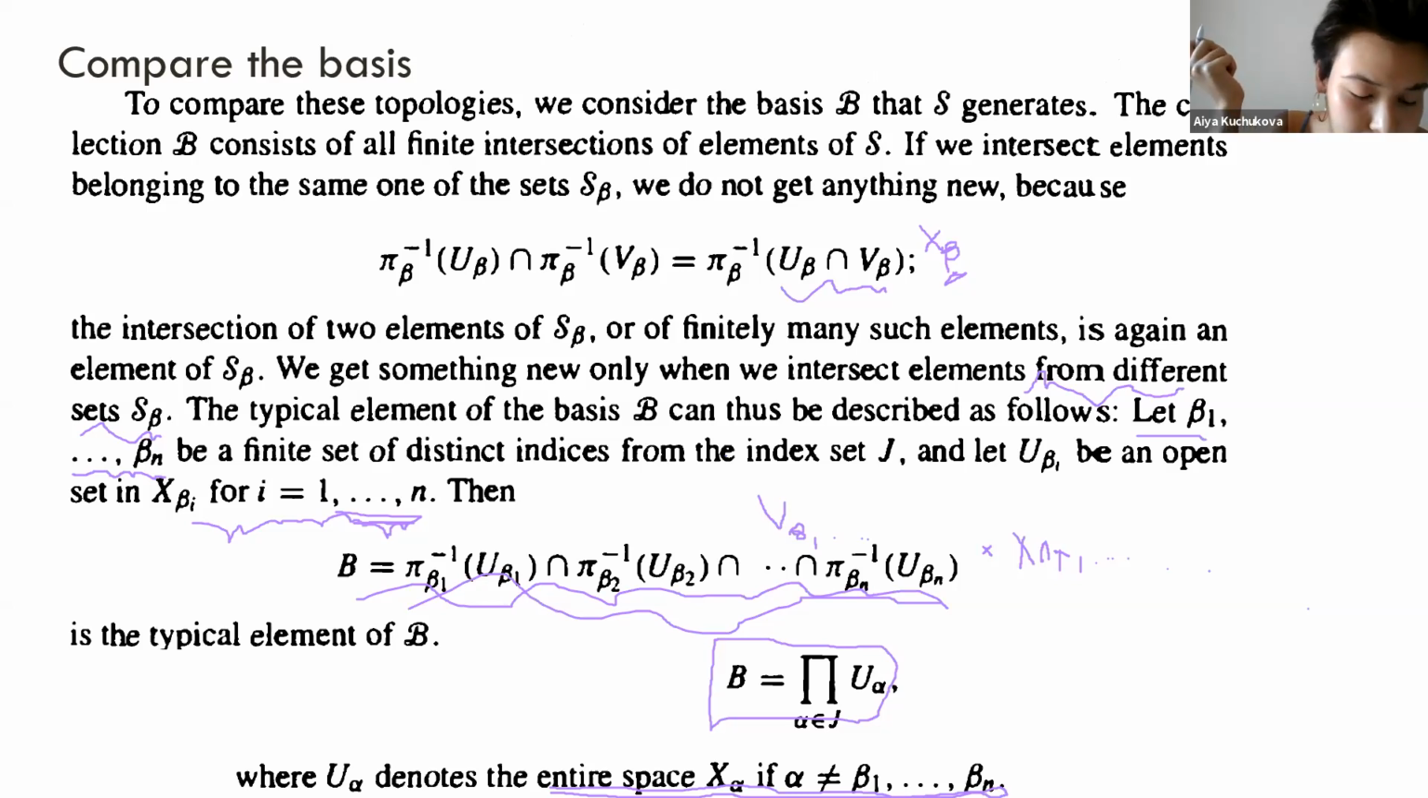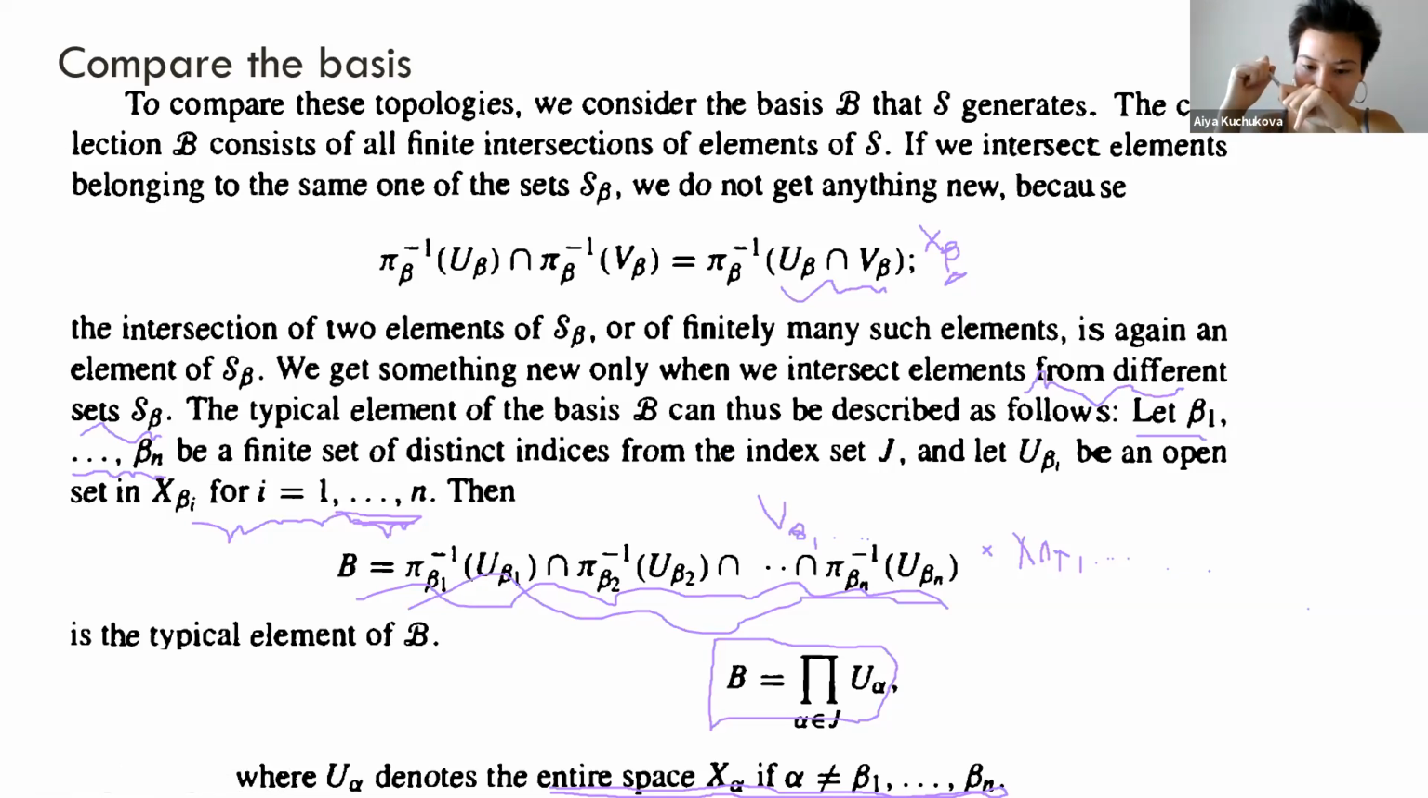I'm not sure if it's only my problem, but I can see below the part where V equals the Cartesian product of U alpha, what is written under that? Because Zoom has this thing where it cuts the image, so I think part of your image is not there. Can you read the last line? The last line is: where U alpha denotes the entire space X alpha if alpha doesn't equal beta 1 to beta n, the entire space X alpha where alpha is not equal to any of the betas.